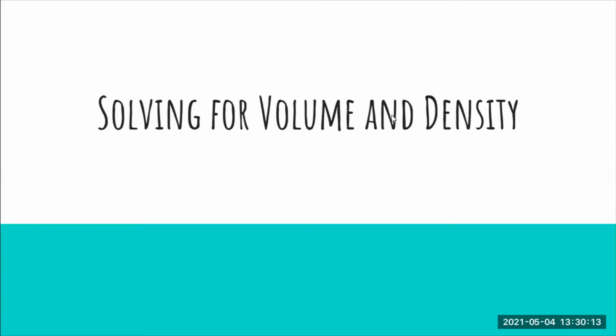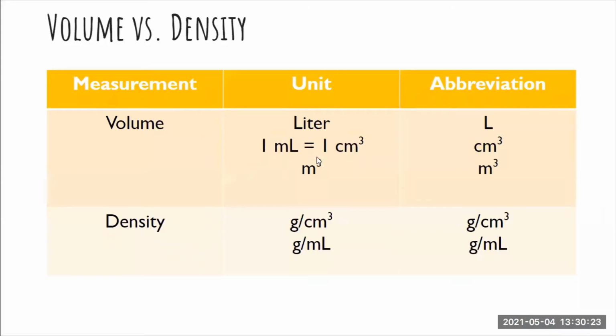Now let's look at how we're going to use our units of measurement and the knowledge of our derived units to actually solve volume and density problems. First, we have to remember what volume and density are. Remember, volume and density are your derived units. They're measured in liters or meters cubed, or a volume cubed. For volume, remember 1 milliliter can equal 1 centimeter cubed. And for density, it's grams per centimeter cubed, or basically grams per milliliter. Those are the two common ones we use.